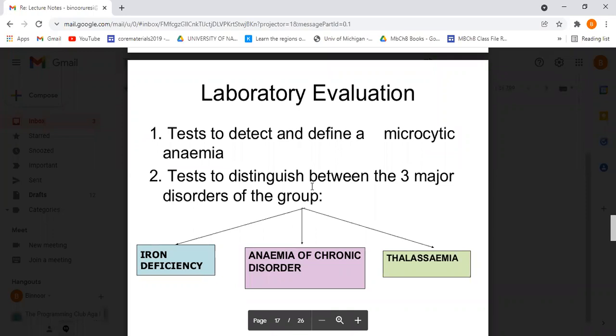So, and then tests to distinguish between the three major disorders of the group: either iron deficiency, anemia of chronic disease, thalassemias, or the protoporphyrin disorders. Next slide.